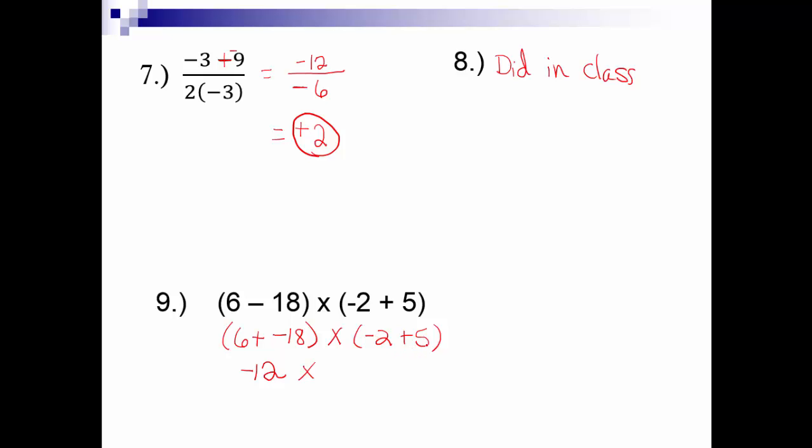Here, within parentheses, signs are different. I'll find the difference. The difference is 3. What do I have more of? I have more positives. That was following our rules for addition because that was the operation we were dealing with. Now we're dealing with the operation of multiplication. In multiplication, a negative times a positive is a negative. 12 times 3 is 36.